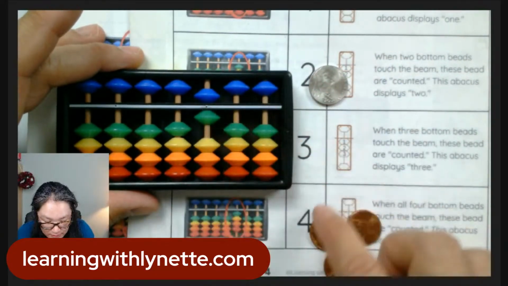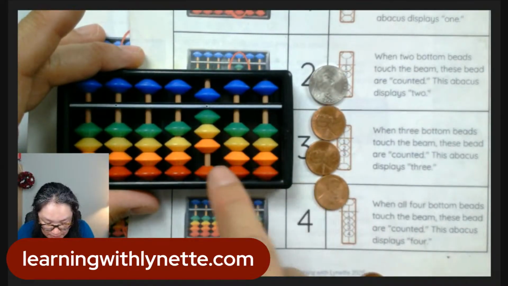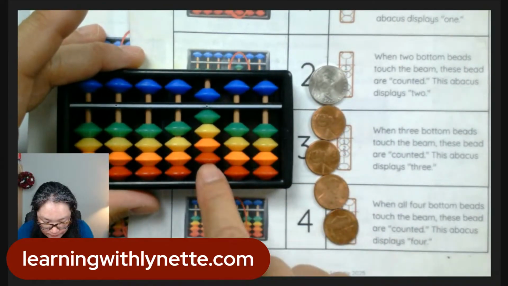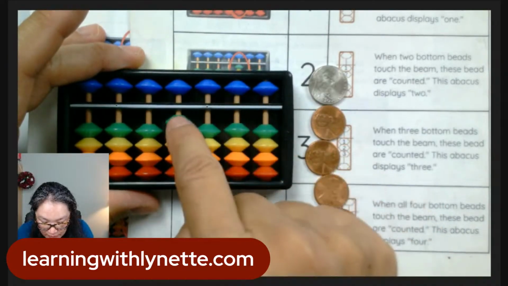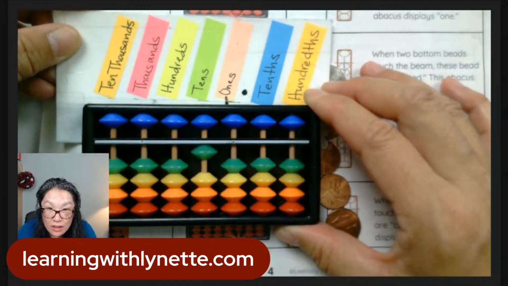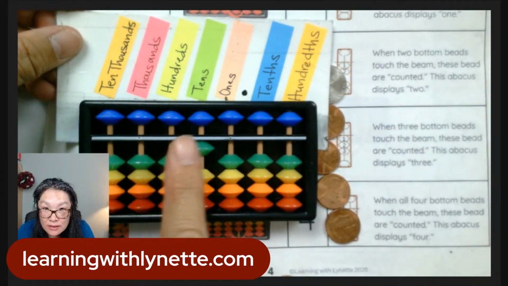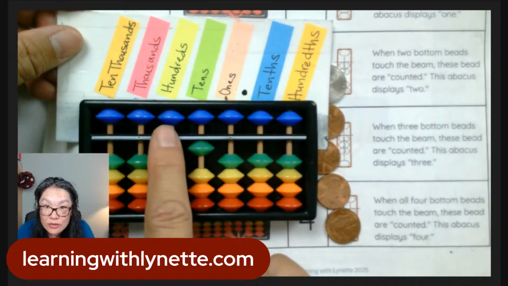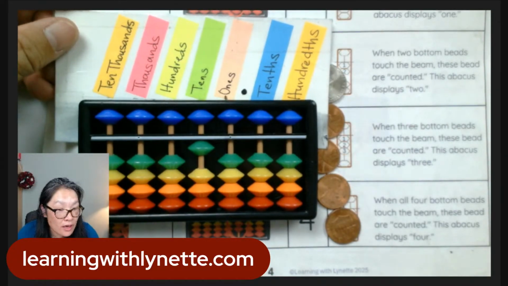And then we have 6, 7, 8, 9. 5, 6, 7, 8, 9, and then we have 10. How do I know that this is 10? If I match it up: ones, tens, hundreds, thousands, 10,000. How does that look? Is that all right? Everybody okay? We are going to continue on.